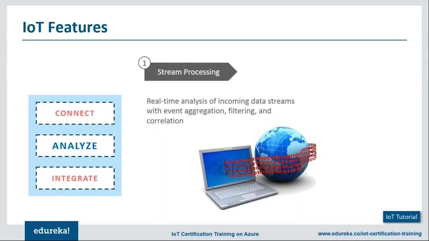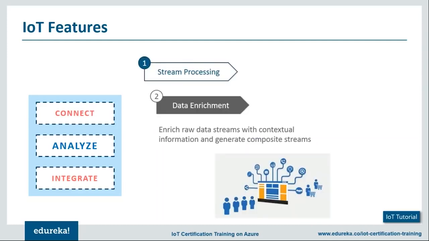Okay, now apart from this, this is raw data that is being streamed from all the things. You need to identify which is contextually important information which is going to be taken forward. So once I have the relevant information, then I can even generate composite streams of information which can be taken ahead for future analysis and understanding as well. Now this is what your data enrichment process does.